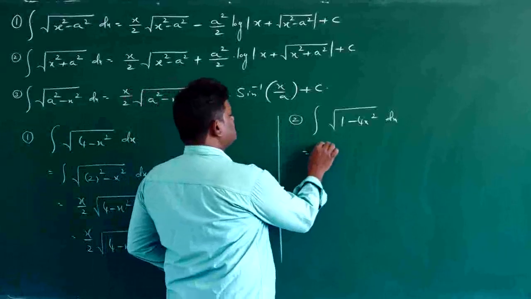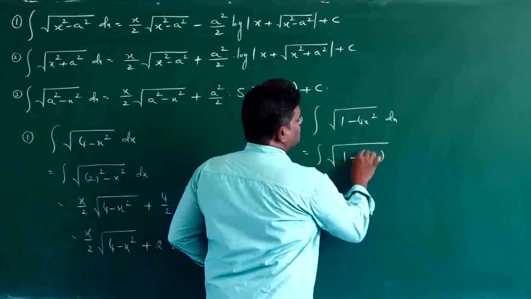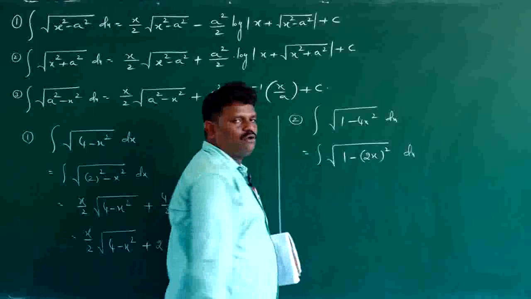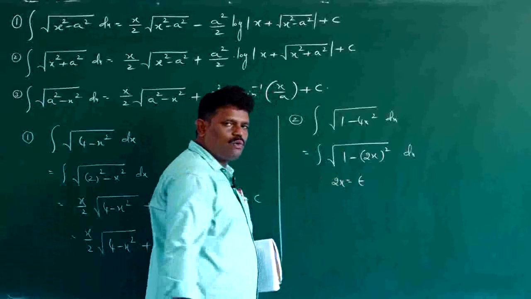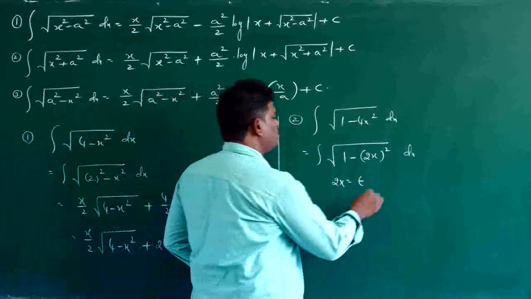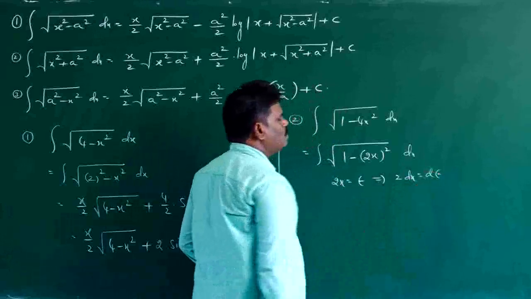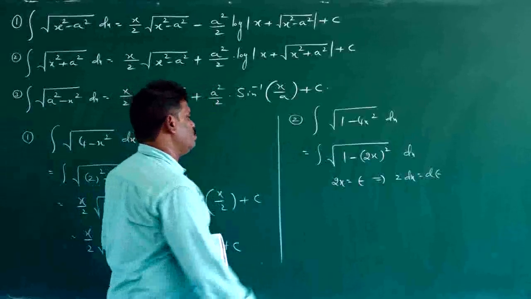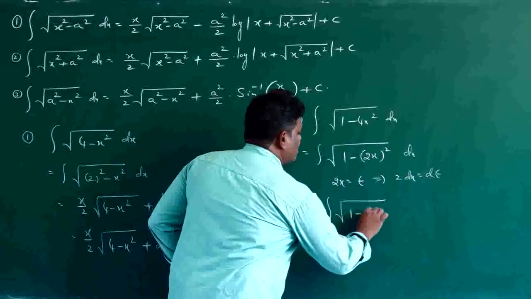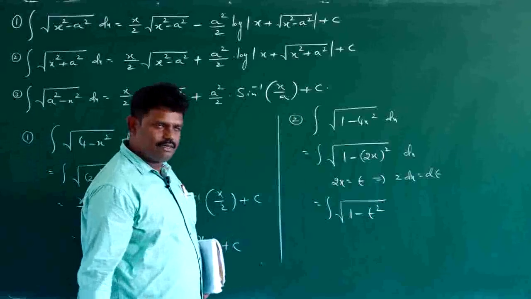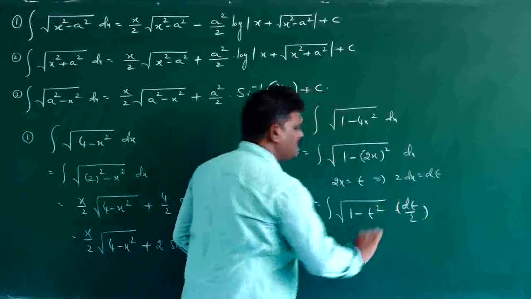So we converted this to the integral of square root of 1 minus (2x) whole square dx. Now take the substitution 2x = t. What is the derivative of 2x? 2 dx = dt, so dx = dt by 2. Now the integral of square root of 1 minus t square into dt by 2.